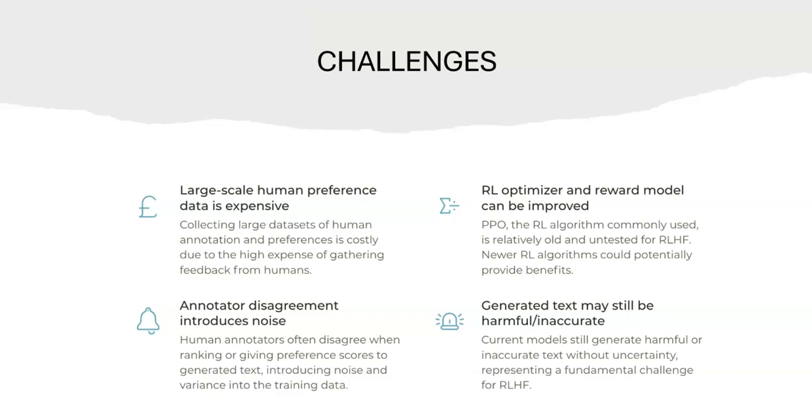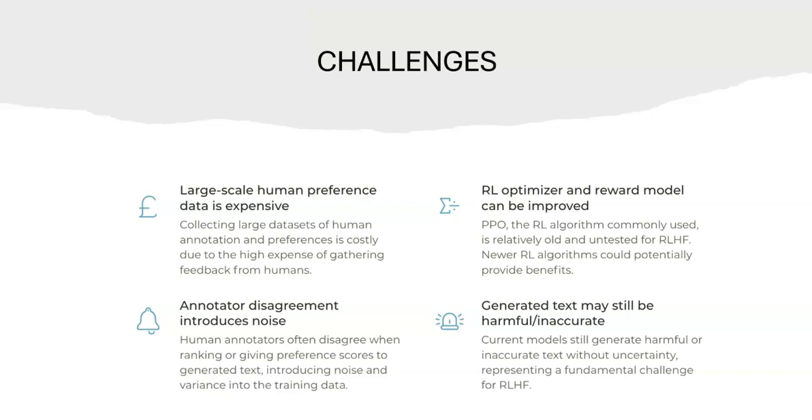So there are some challenges. The first thing is large scale human preference data is expensive. As I told, collection of data is a bit challenging, and if you have large data based on your token size and so on, the cost will vary. Annotator disagreement introduces noise, as I mentioned. There are some annotators that you should consider whenever you are building a model. I'll talk about these annotators in another video, so that you have a clear understanding. Coming to the third point, the RL optimizer and reward model can be improved. For that also you have to spend some time, cost, etc. And generated text may still be harmful or inaccurate.